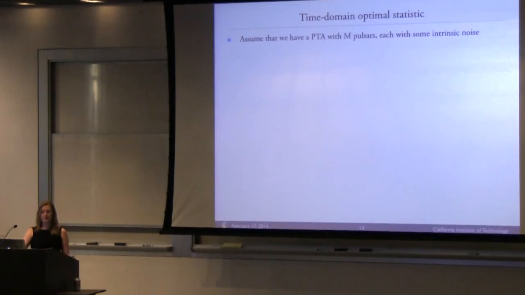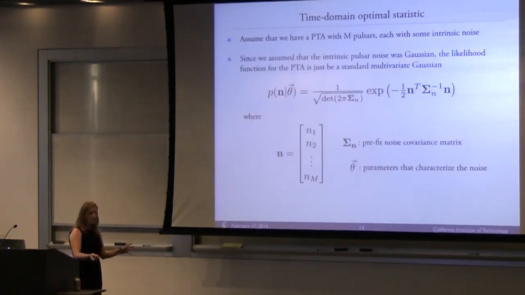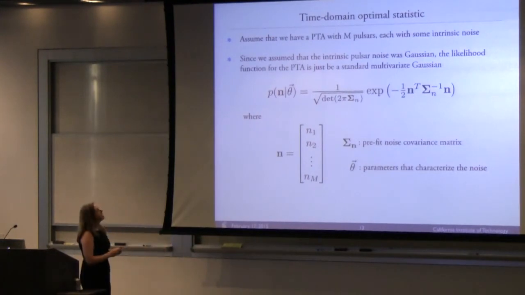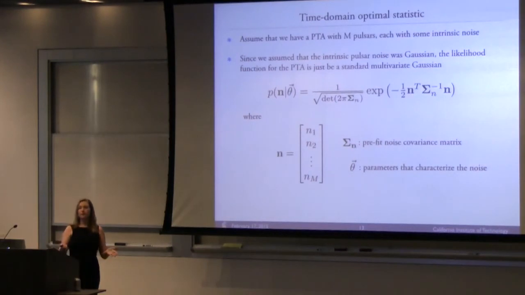So I'm going to get a little bit nasty for a minute here, but bear with me. We're just going to assume you have a pulsar timing array that has a bunch of pulsars. So maybe you have M pulsars that you're timing. And we assume that the intrinsic pulsar noise is Gaussian, so you can go ahead and write down a likelihood function for that pulsar timing array, and that's just a standard multivariate Gaussian, which looks like this.